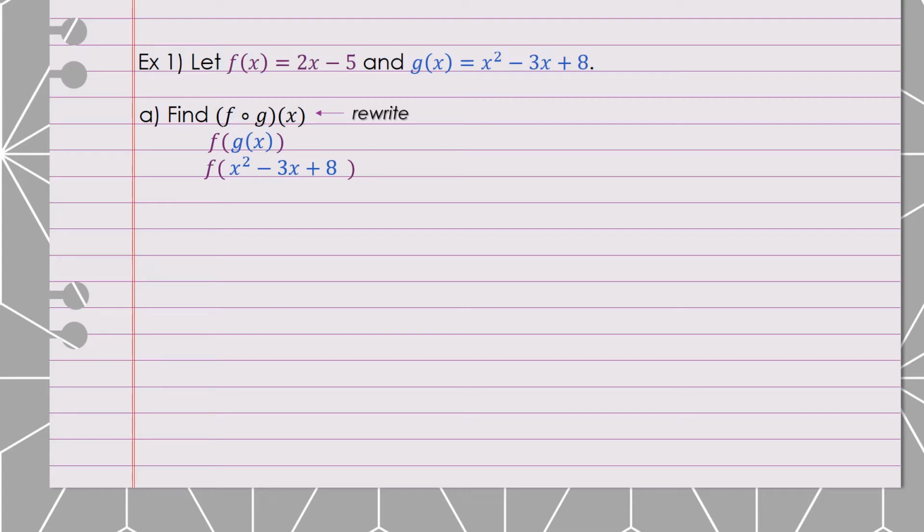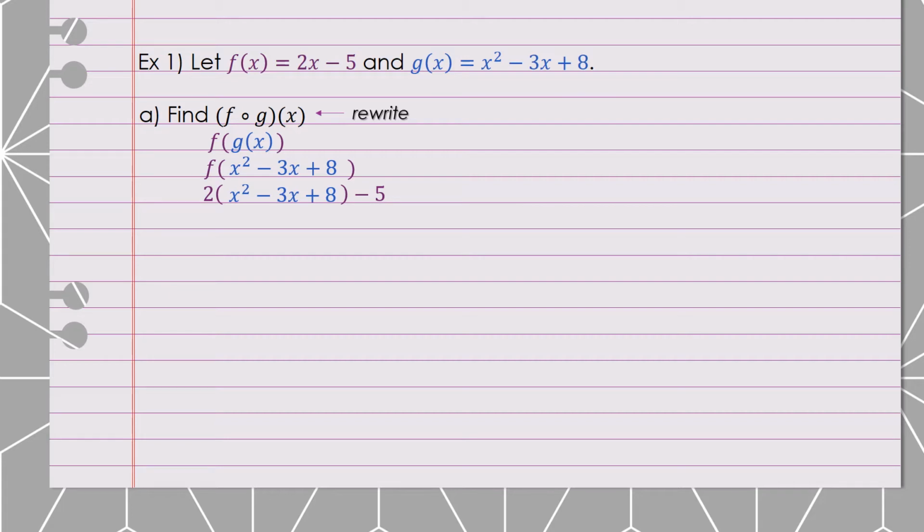That means we are going to look at the f function only. The f function is 2x minus 5. But every time you see x, you put parentheses. Now, the value that goes inside the parentheses is what we see. That's where the g function will go. So we plug the g function, or x squared minus 3x plus 8, inside the f function.